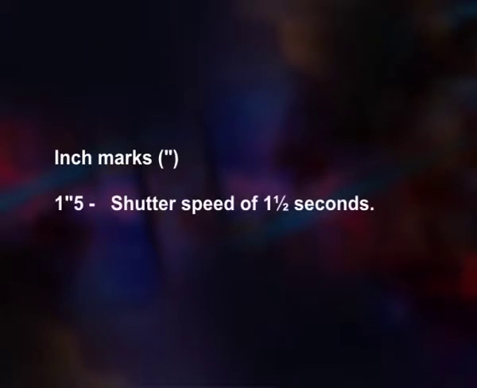So, the higher the bottom number in the fraction, the faster the shutter speed. The smaller the number, the slower the shutter speed. You will also see shutter speeds for seconds indicated by inch marks. For example, if the display says 1.5 inches, that indicates a shutter speed of 1.5 seconds.